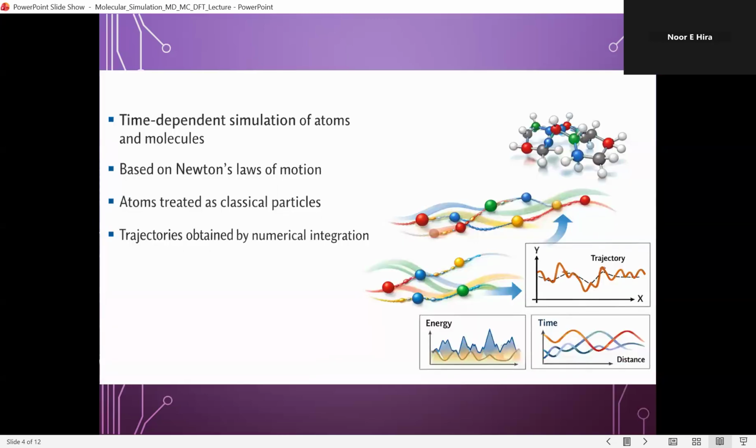So what we have learned in molecular dynamics simulation: one thing is that it is time dependent, and it is based on Newton's law of motion. You know that I have put the equation as well. Atoms are treated as classical particles, and trajectories are obtained by numerical integration. So what we do, we get a graph and we see how the atoms behave over time.